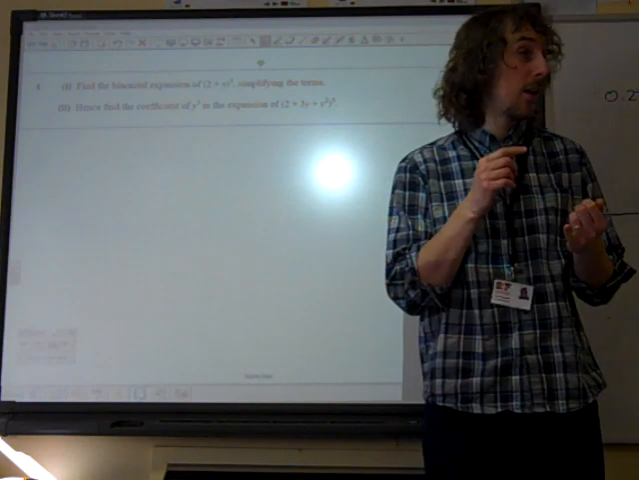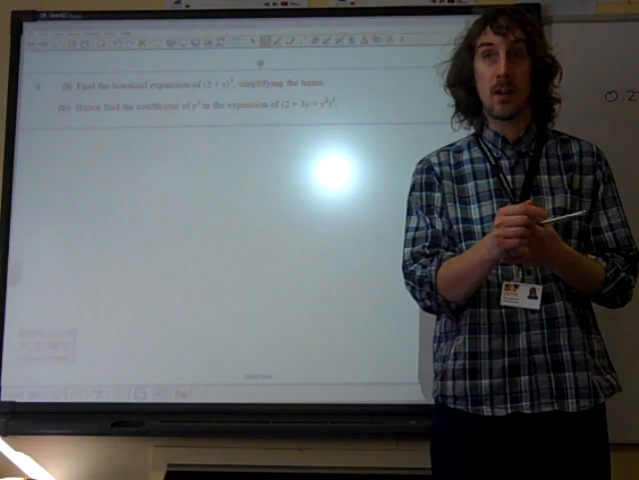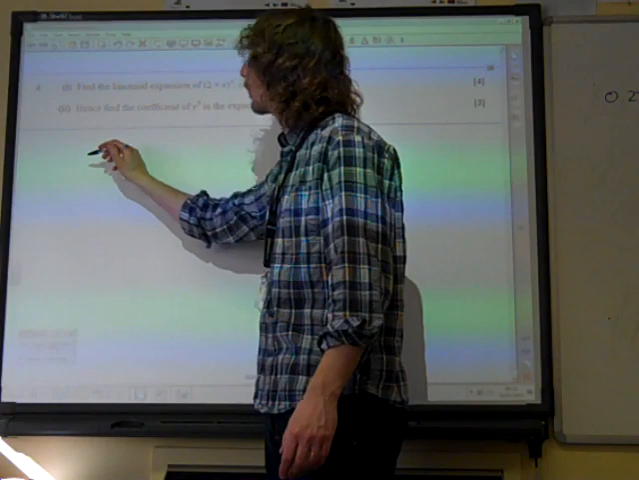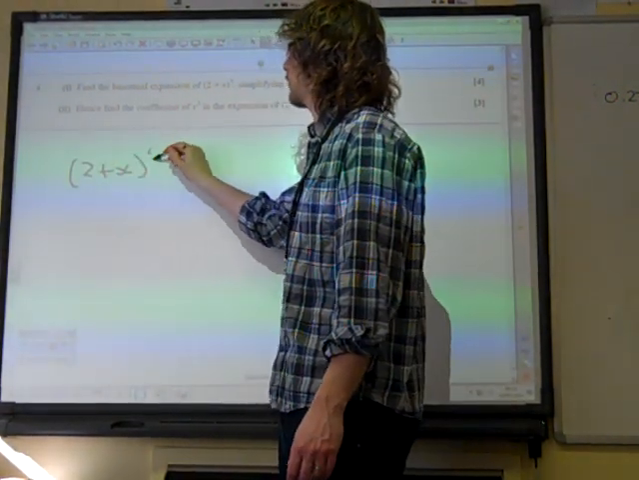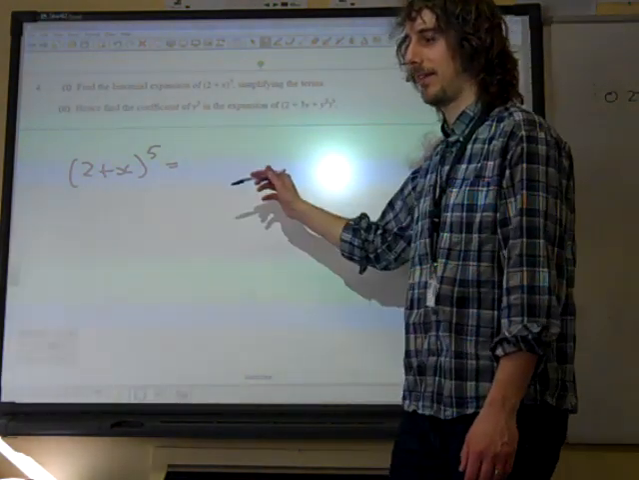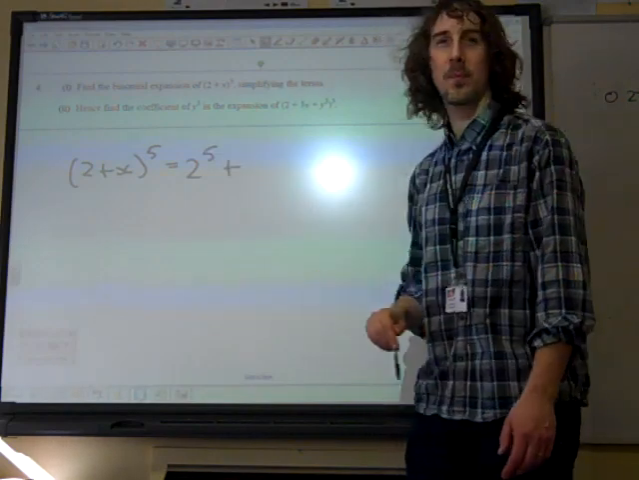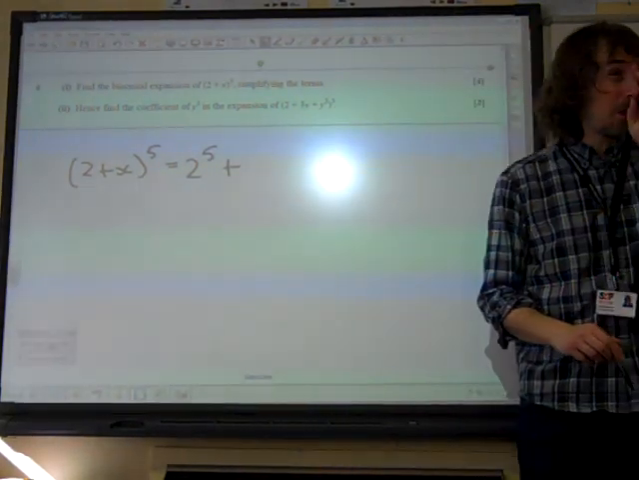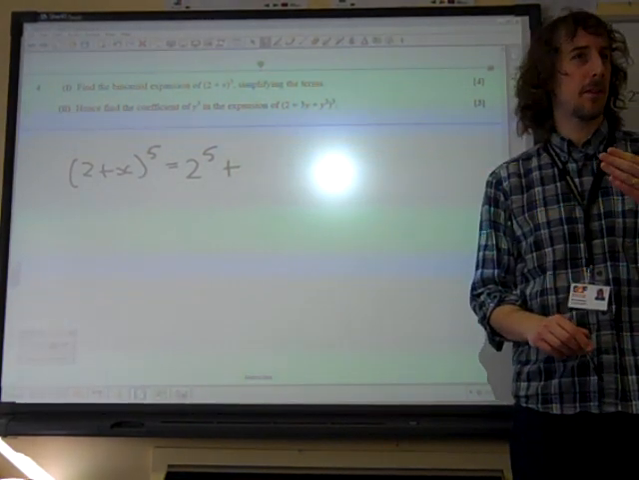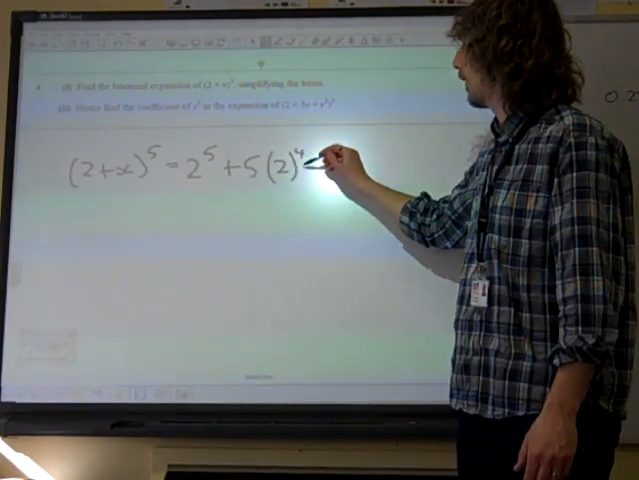We could use Pascal's triangle, or we could use the formula for doing this. We're going to expand the whole thing. I like this expansion, it's really nice. We're going to get 2 to the 5, and then the next term is always the same as the value of the power, so this is 5 times 2 to the 4 times x.